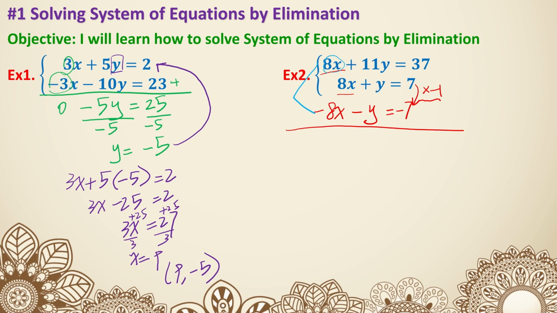You see you have an 8x and a negative 8x. So this time I'm actually going to add them together. 8x and negative 8x is a 0. 11y minus y is a 10y. Then 37 plus a negative 7 is a 30.